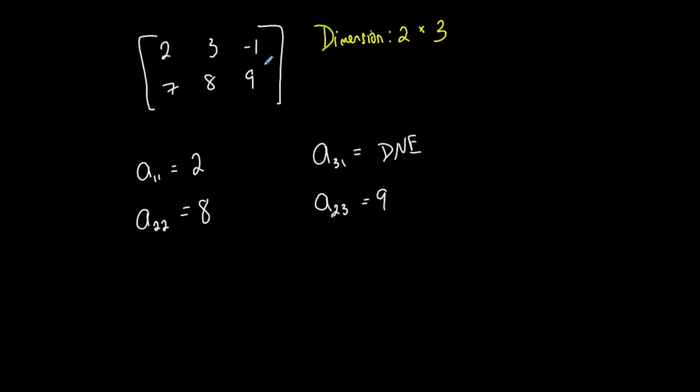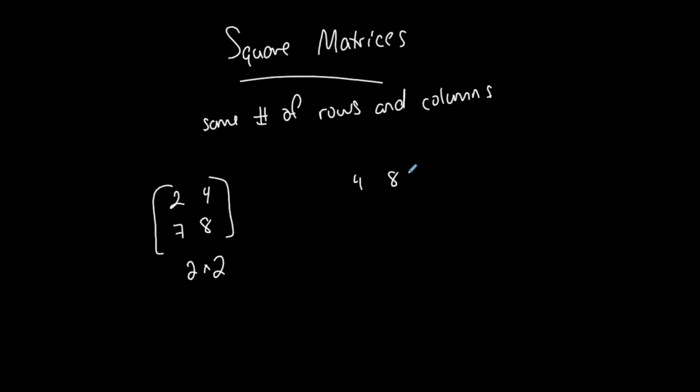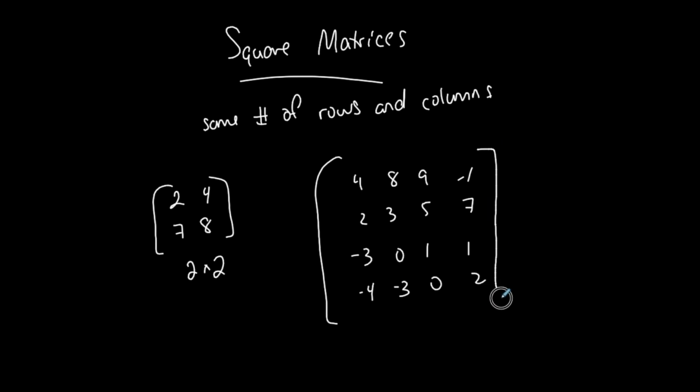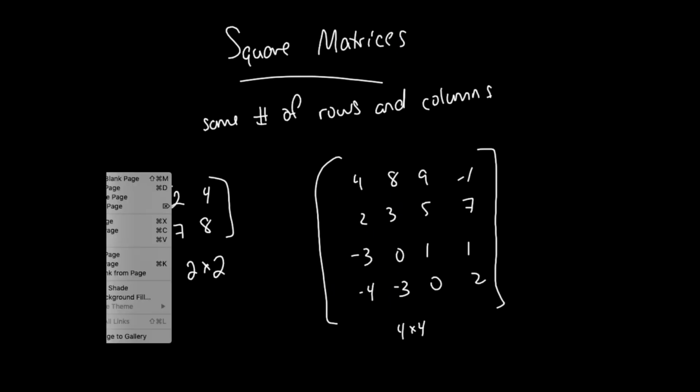This is a 2 by 3. This is not a square matrix because it does not have the same number of rows and columns. 4, 8, 9, -1, 2, 3, 5, 7, -3, 0, whatever, 1, 1, -4, -3, 0, 2. This is 4 rows, 4 columns. This is a 4 by 4 matrix. This is also a square matrix because it has the same number of rows and columns. So square matrices have equal number of rows and columns. And there are some things we could do with only square matrices. You'll see different things.